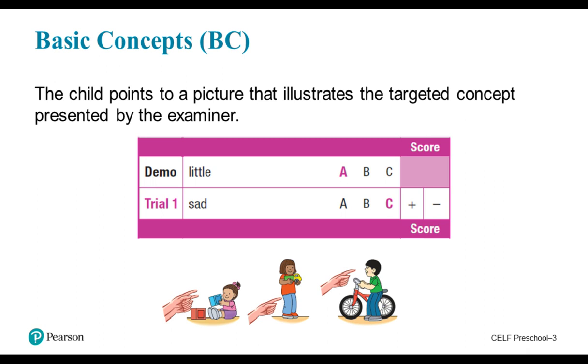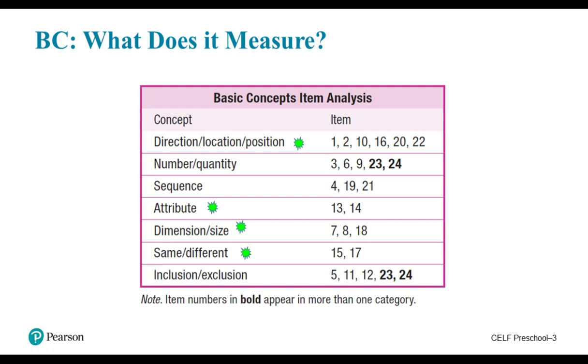This is an example of the demo item. So the examiner would say, look at these children and point to each picture. Okay, this is a baby. The baby is little. This is a girl, she is big. And this is a boy, he is big too. Look at the children again. I'm going to point to the one who is little. So you would point to the baby and say, the baby is little.